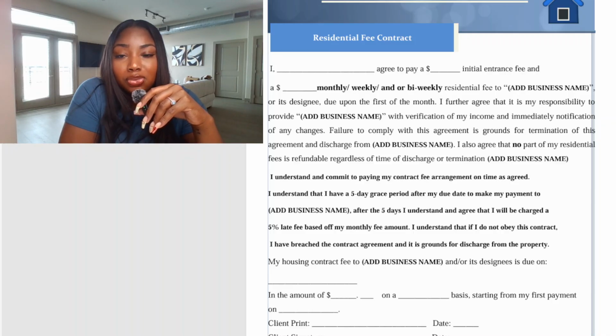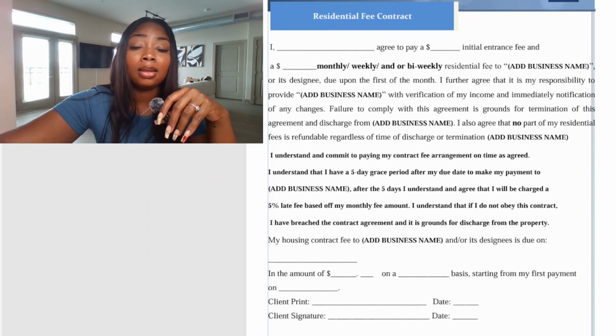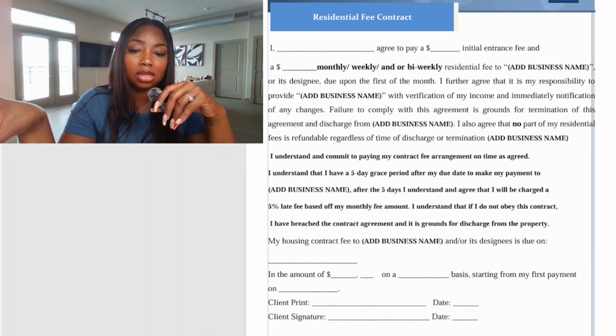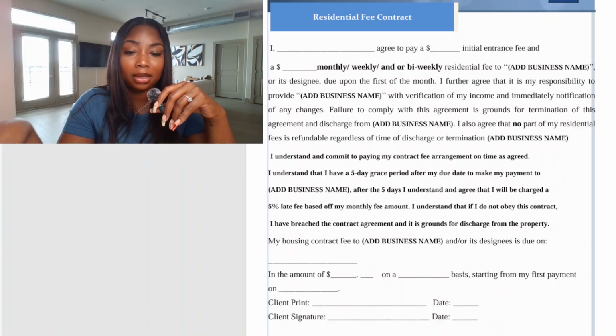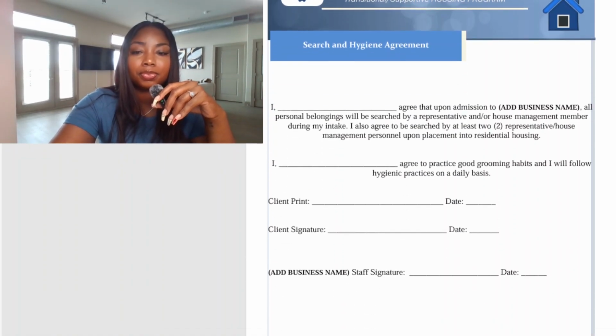And then they can choose whether they want to pay monthly, weekly, or biweekly. And one thing that I have in my clause is that if they're late on their payment after 5 days, then I do add on a late fee. However, your late fee may be 3%, mine is 5%. You can set up this rule however you may like it because that's your housing rule.